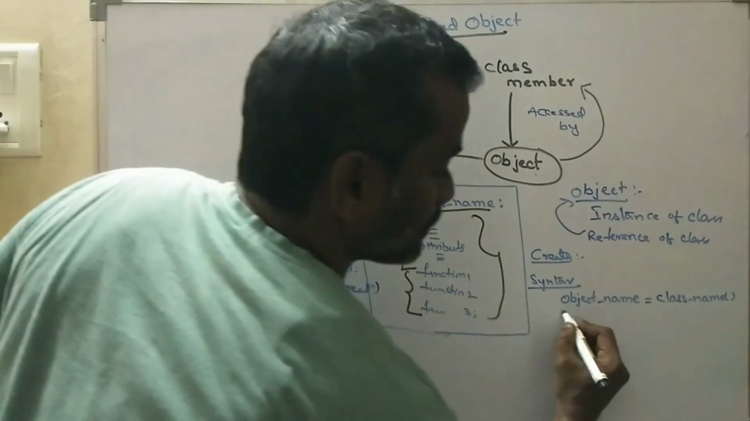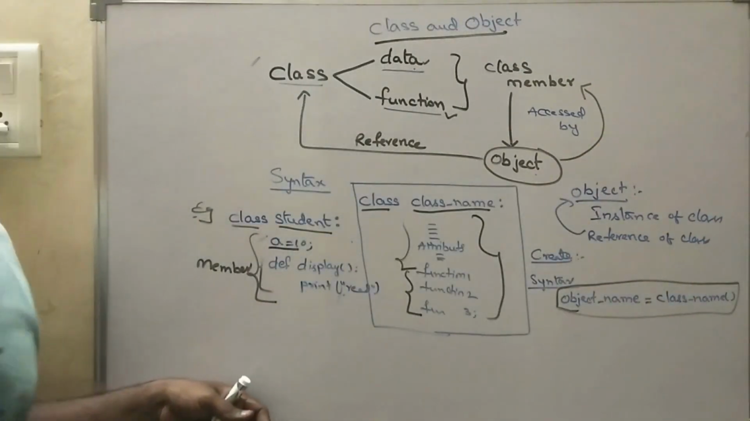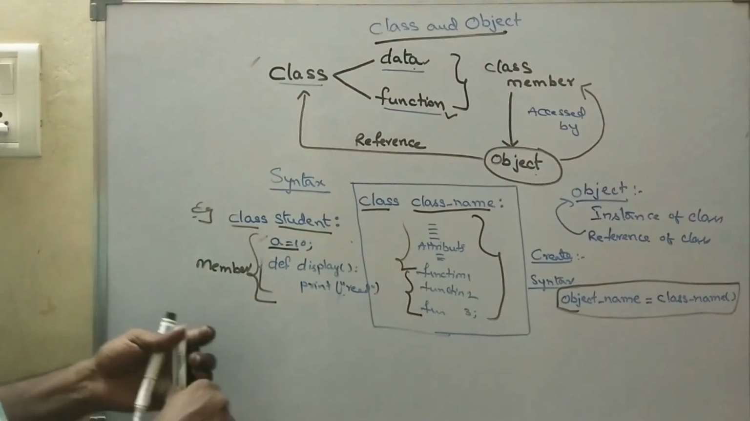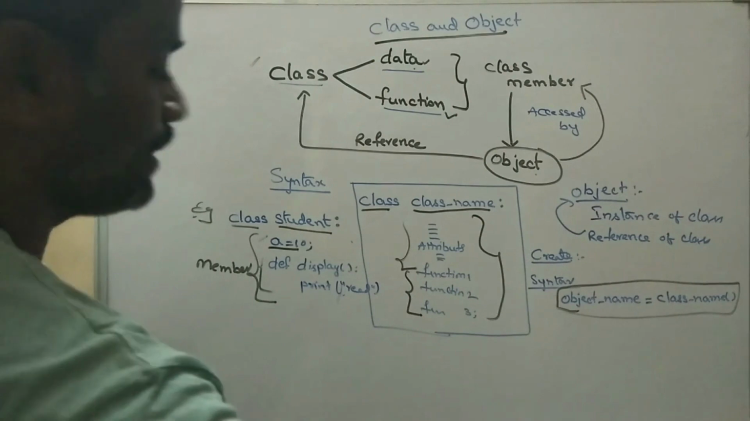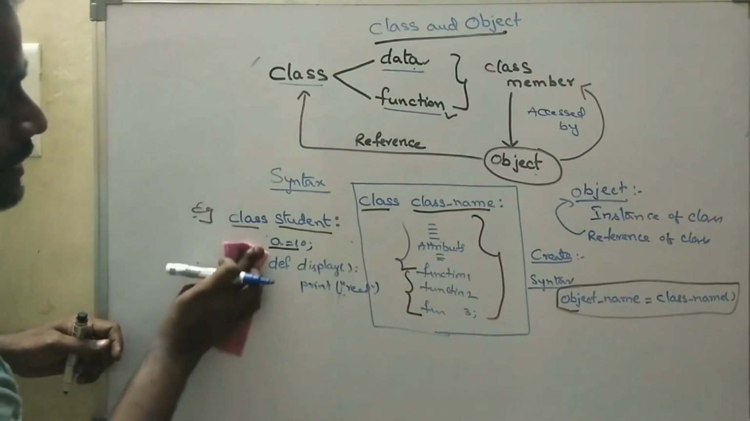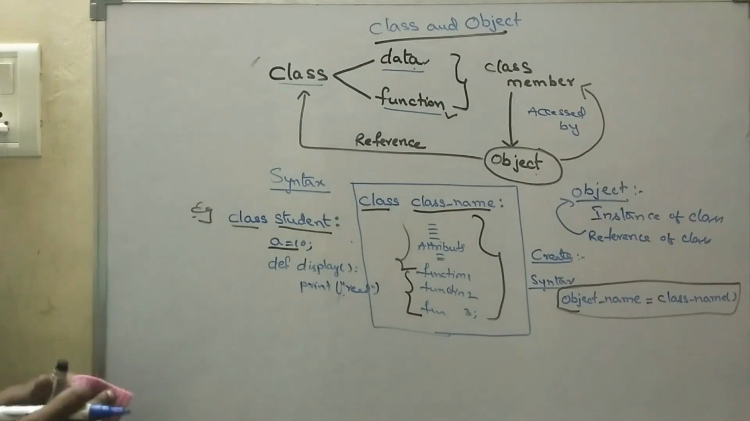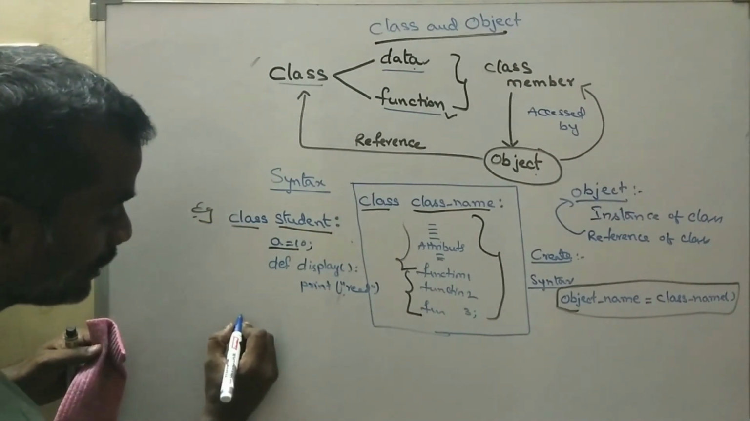It is the syntax to create the object. Suppose, for example, now it is my class. For this class I want to define the object, I want to create the object. That means after the class definition, I can create the object.